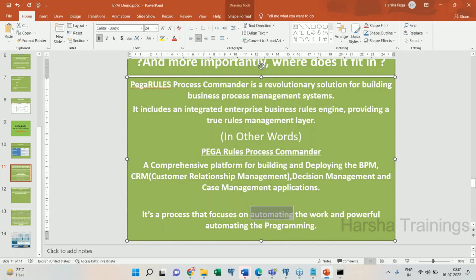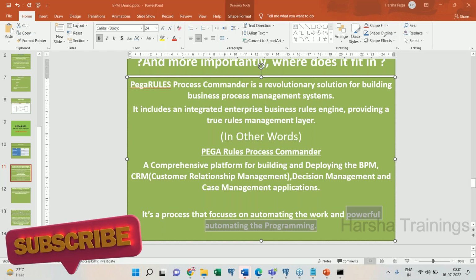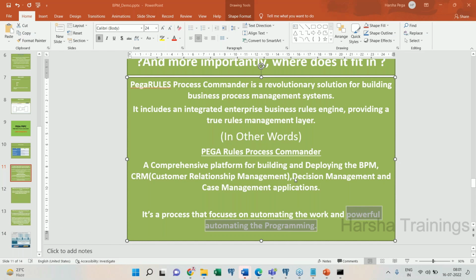But the powerful feature of Pega is automation of the program. What is meant by automation of the program? I already told you automation of work: the manual task you are doing will be done by the system automatically. Manual programming means I sit and write the program manually. Now I am saying automation of the program. What does it mean?